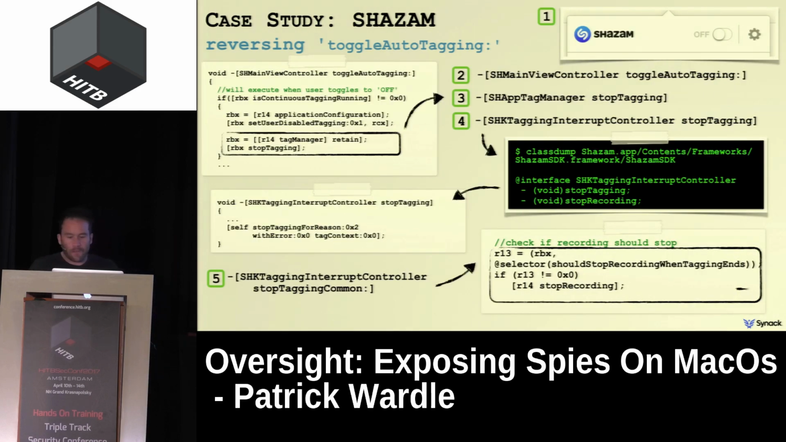All right, so if the user toggles the switch from on to off, we can see that the toggle auto tagging invokes a variety of methods. And you can kind of follow it on the slide. It first invokes a stop tagging method, which calls another class's stop tagging method, which is in the Shazam SDK framework. That in turn calls stop tagging for reason. And then step 5, that calls stop tagging common.